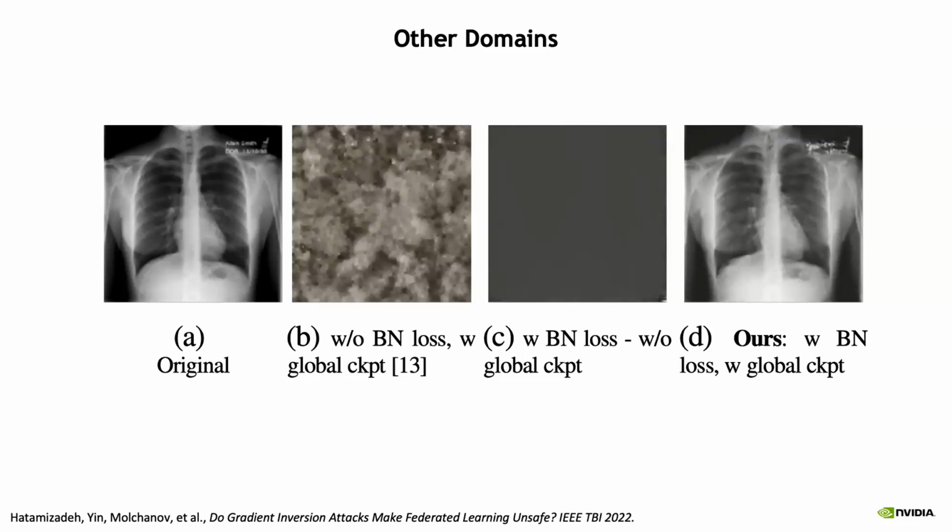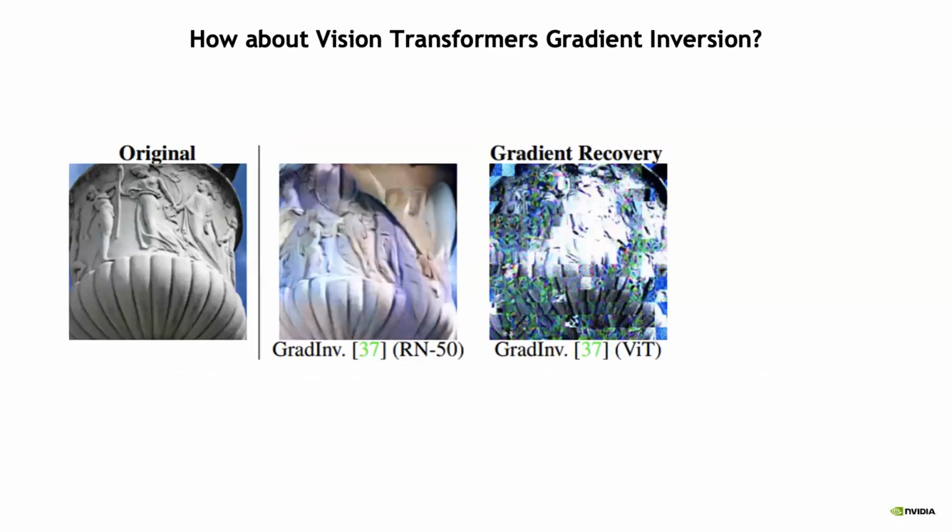COVID-19 is also a tragedy, but we just want to make sure that with these insights, we can better protect how we do federated learning, especially in those kinds of sensitive domains. Okay, now, how about vision transformer? We understand CNNs encode a lot of information, and vision transformers are arguably now catching up. So how do they behave in this situation?